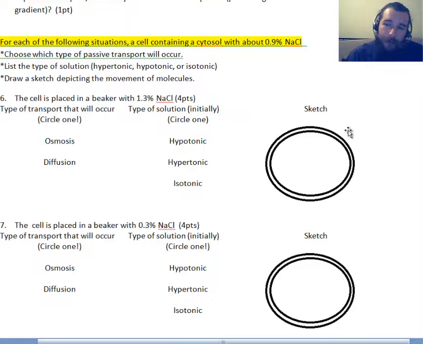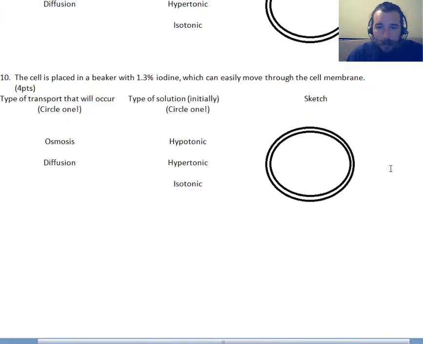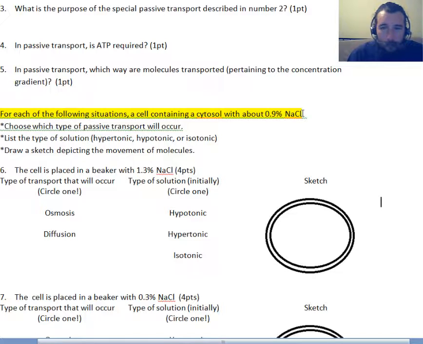Notice that I drew a blue arrow, and I'm going to label it water moves out just to make it foolproof. You do the same thing for 7, 8, 9, 10. Same thing, same 0.9% solution. Draw the sketch right on the side which way things are happening.